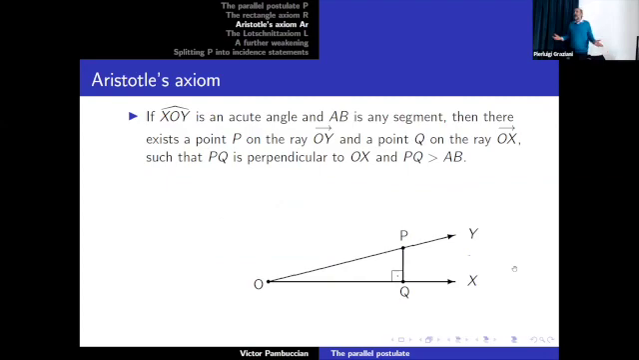I'm going to put it in an exact geometric form, so we don't have that many words. So I have an acute angle, OXY in the picture. And somebody gives me a segment AB. The axiom says that I can find a P and a Q. The P is on OY, the Q is on OX, such that PQ is perpendicular to OX, and PQ is greater than whatever you gave me, the AB. So in other words, the distances that you can form this way between the legs of the angle exceed any given quantity. Okay? That's Aristotle's answer. And that's the missing link between R and P.